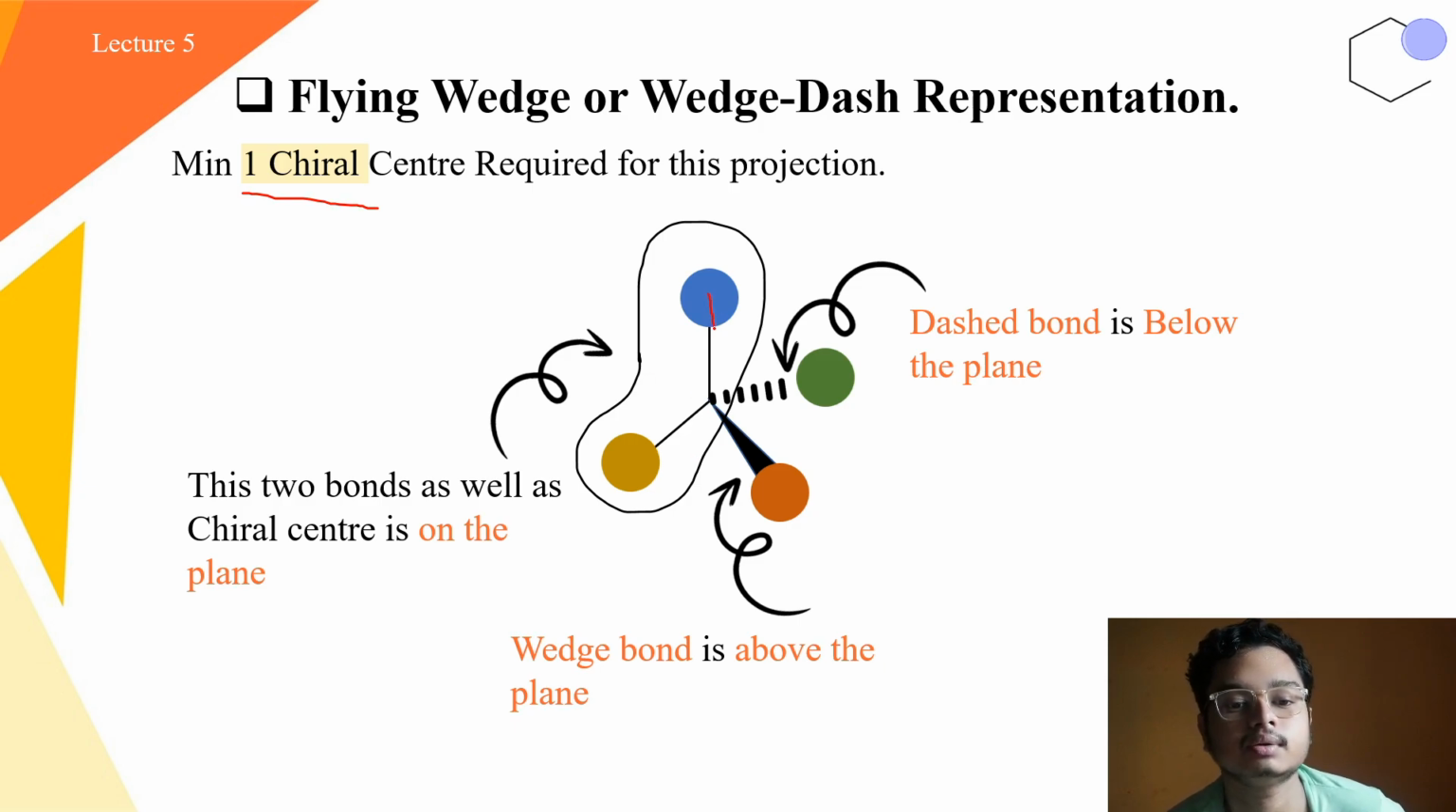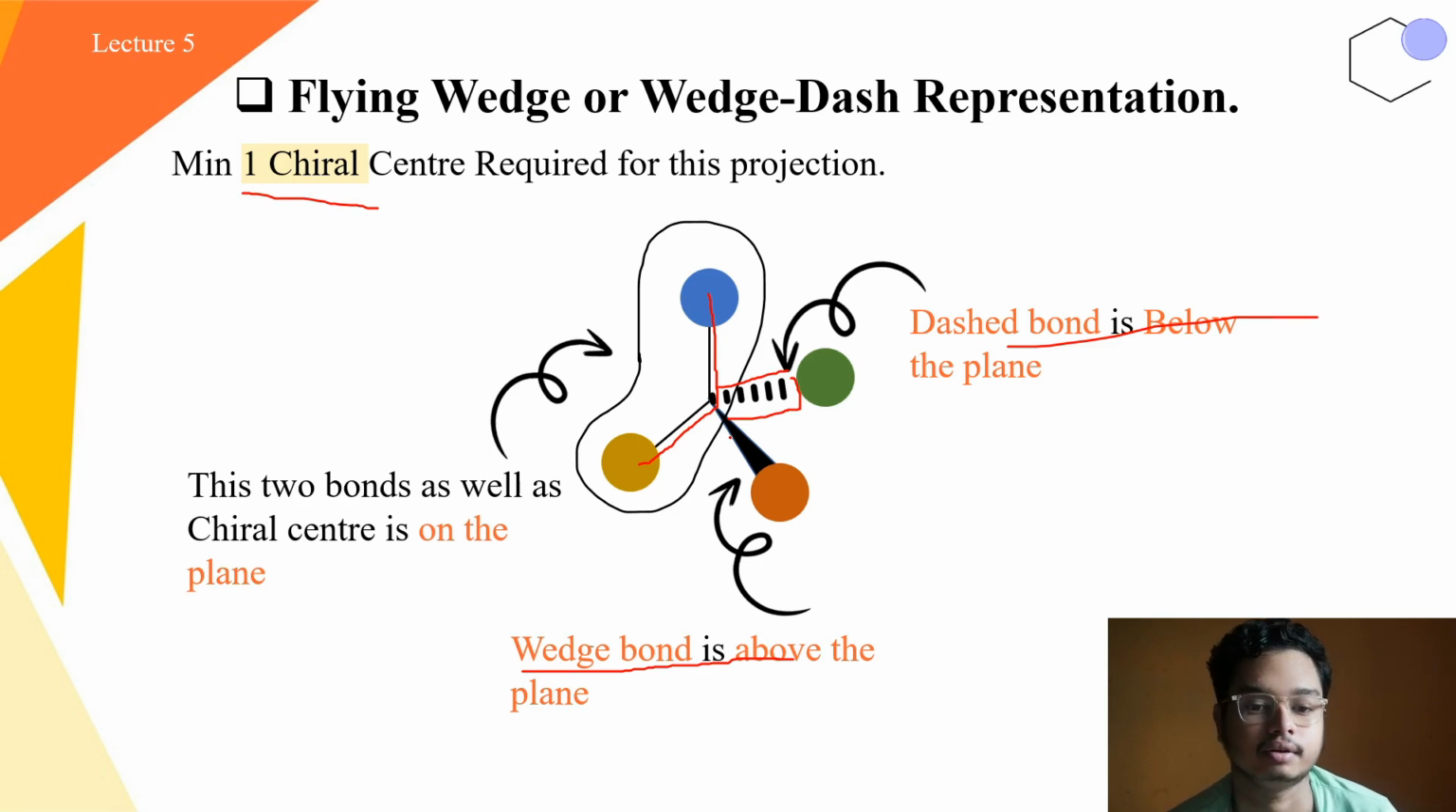So these two bonds are present in the plane of the paper. Now here is the interesting representation of the bonds. This particular bond is called a dashed bond. A dashed bond represents the group that is below the plane of the paper. And this is called a wedge bond. A wedge bond determines that this group is present above the plane of the paper.